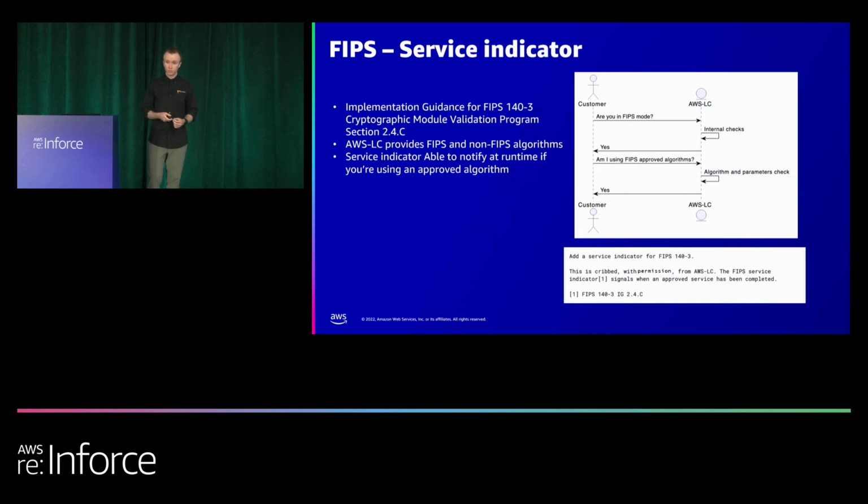The next requirement that was new for 140-3 was the requirement to add an approved service indicator. If you look back at FIPS 140-2, you might be familiar with reviewing security policies. These are documents that outline what a cryptographic module has been approved to do, and they outline the algorithms and APIs that are approved. New in 140-3 is the service indicator. This is a runtime method of providing similar information. This requires AWS-LC to have new public APIs that you, as our customers, can call to see if you're using AWS-LC in an approved manner.